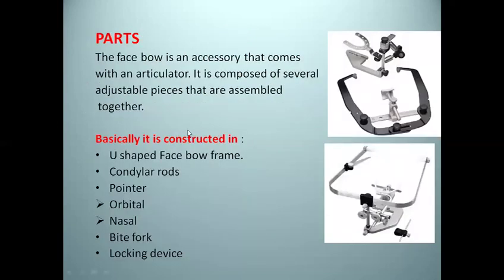Now the parts of the facebow. The facebow is an accessory that comes with an articulator. It is composed of several adjustable pieces that are assembled together. Basically, it has a U-shaped bow frame, the condylar rods, a pointer, which may be orbital or nasal, a bite fork, and the locking device. So this is the facebow assembly in which we have the following parts. We'll discuss the parts in detail.